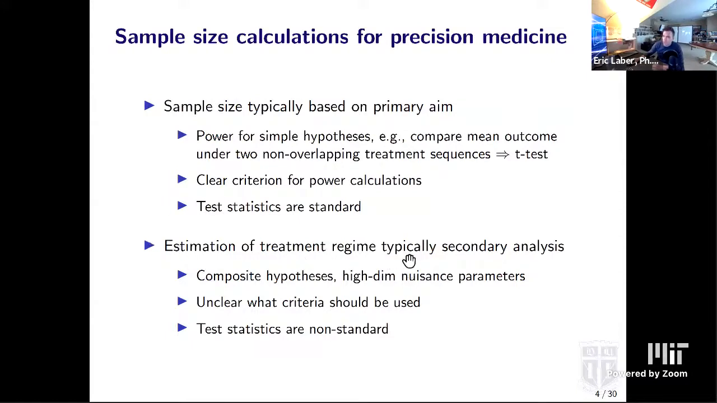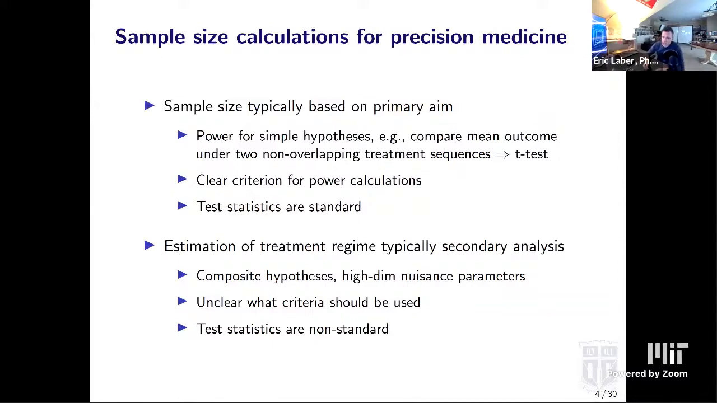And then estimation of a treatment regime is typically done as a secondary exploratory type analysis. So you run one of these trials, you do your primary comparison, which might be two fixed treatment sequences, and then you estimate a rule like the one I showed you, and then you try to analyze that rule to generate new clinical insights. And the reason this is not typically used to size a study is that it's a composite hypothesis, meaning that if your null is something about the optimal rule or the optimal regime, you don't have it, right? So it lives in some space of regimes. And so that makes it a very complicated problem.